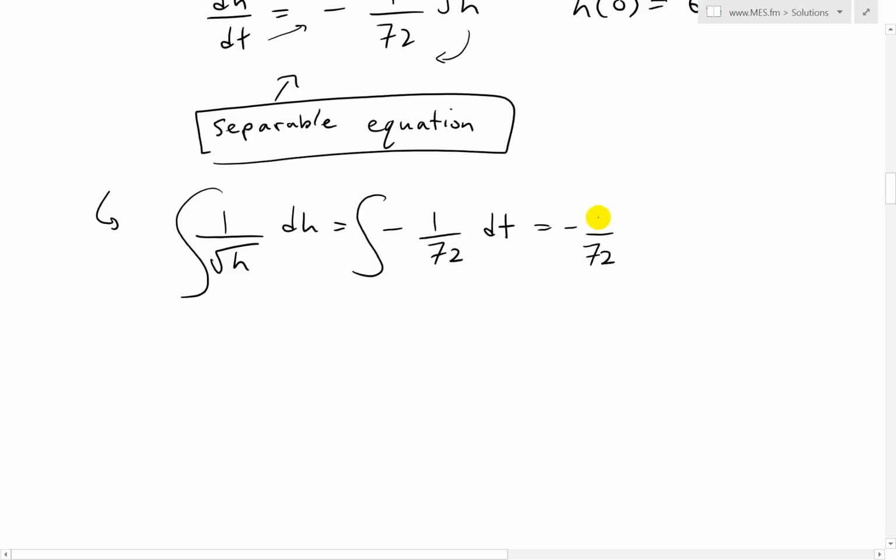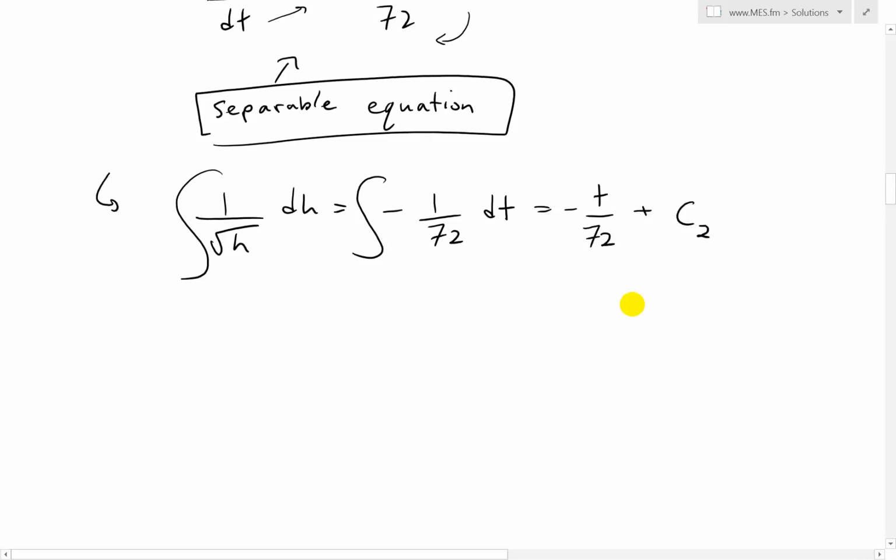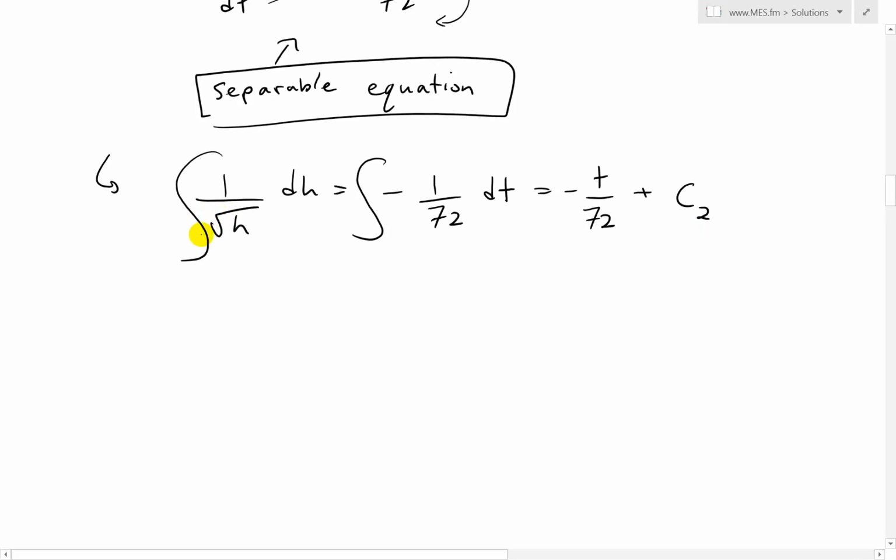I'll just put that here actually. Put the t there. Then we have to add a constant. We'll call this constant c2. I'll put the c1 constant on this side. That's just the integration constant.